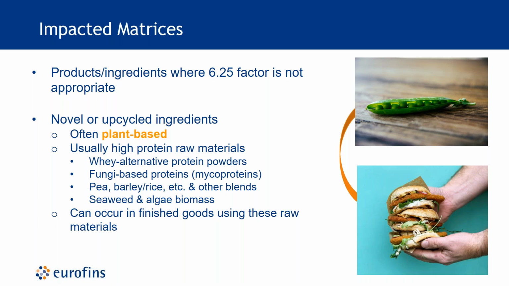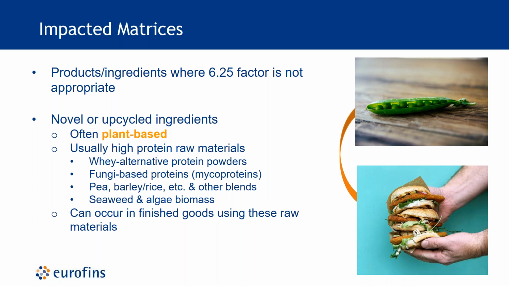As well as I touched on earlier, there are just some things that have a lot of non-protein nitrogen. So seaweed and algae biomass, when you're looking at the components of sushi and the seaweed wraps and things, those can actually exhibit this issue as well.